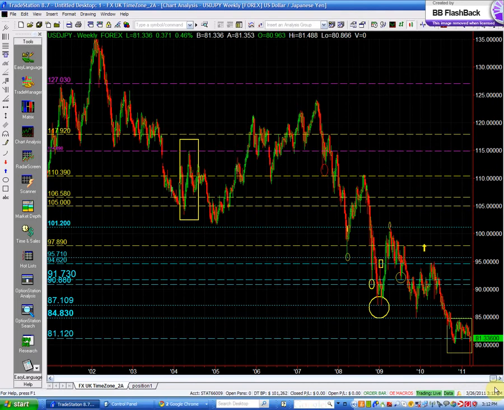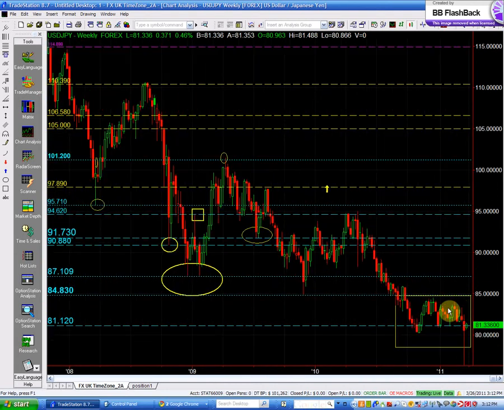Pretty much the same thing. This is your 81. This is where we broke, and if it gets back above the 81, or in any way breaks above the 85, we should be looking for a big move to the upside.